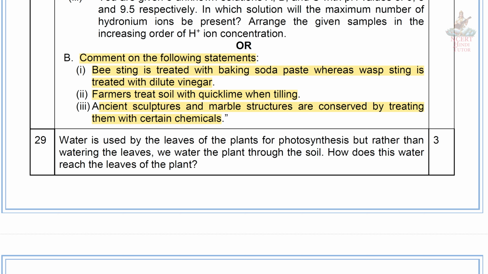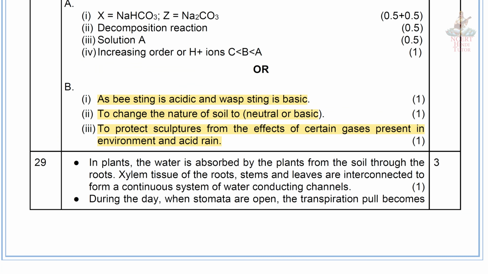Question 29. Water is used by the leaves of the plant for photosynthesis, but rather than watering the leaves, we water the plant through the soil. How does this water reach the leaves of the plant? Answer: in plants, the water is absorbed from the soil through the roots.